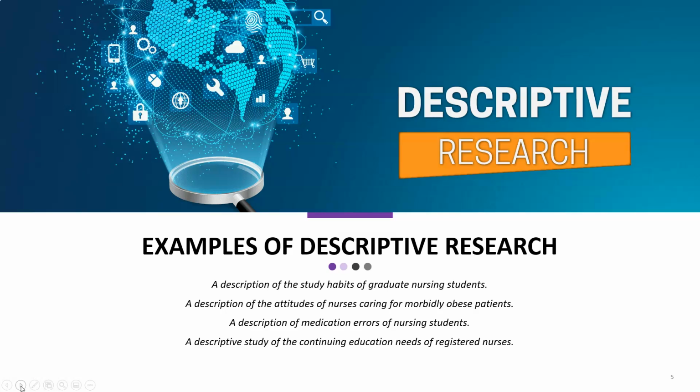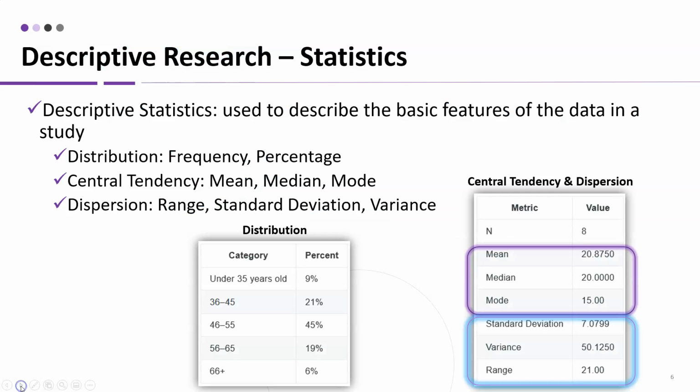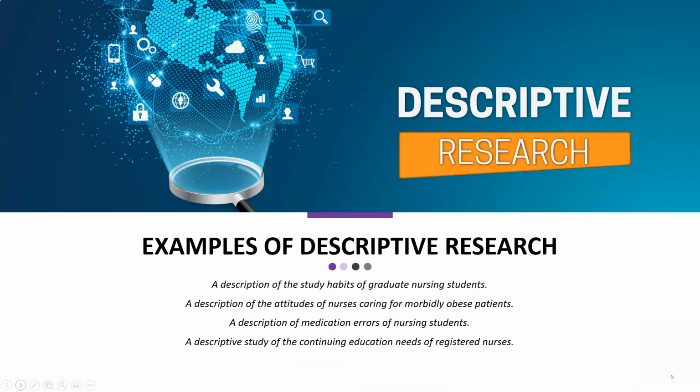Now, here's some examples of descriptive research. A description of the study habits of graduate nursing students. A description of the attitudes of nurses caring for morbidly obese patients. A description of medication errors of nursing students. A descriptive study of the continuing education needs of registered nurses.